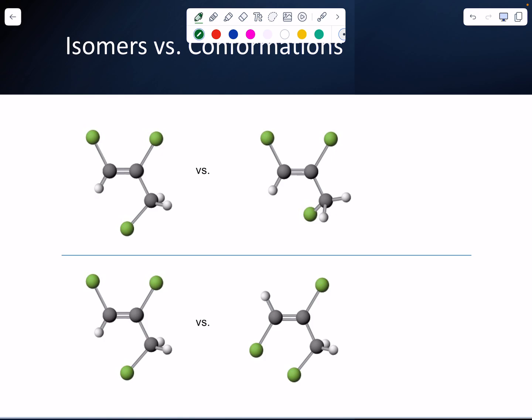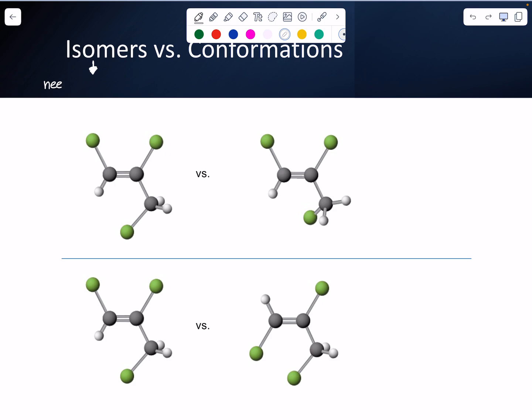For the isomer, what you're looking for is rotation around a double bond, so atoms wind up on opposite sides of the double bond. And for conformation, you're looking for something that results from just a rotation around a single bond.